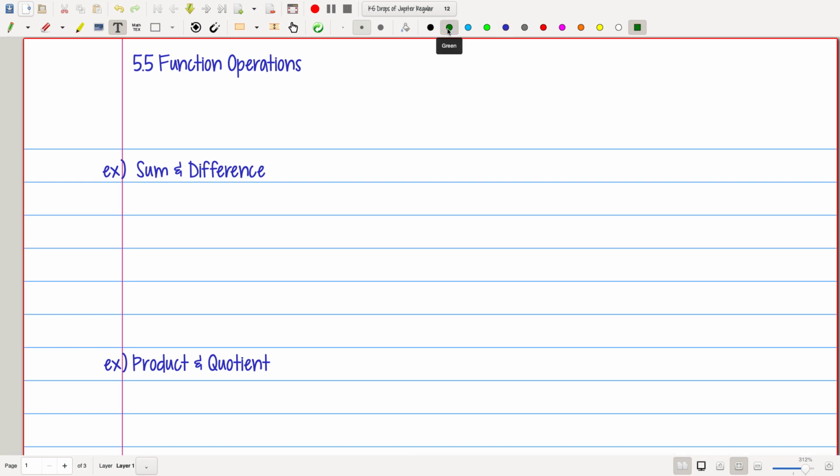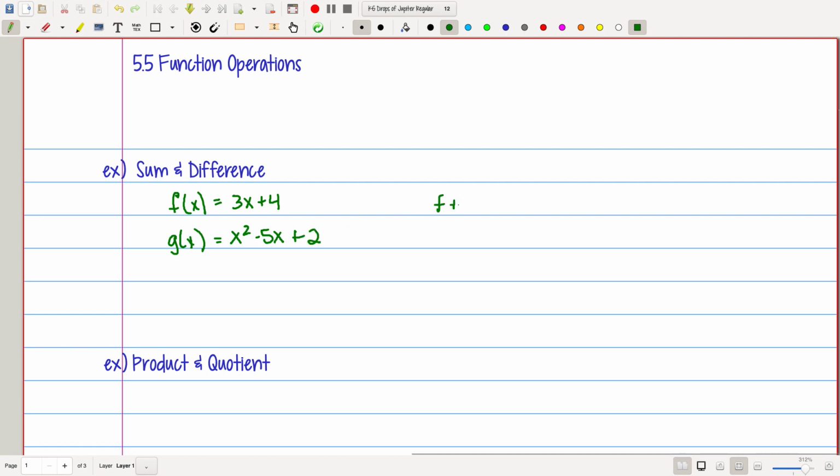So I'm going to start with the first example. I'm going to give you two functions. Let's say f of x is 3x plus 4. G of x is x squared minus 5x plus 2. Okay? In the instructions, it will say find f plus g. So that's exactly what you're going to do. You're going to add these functions.